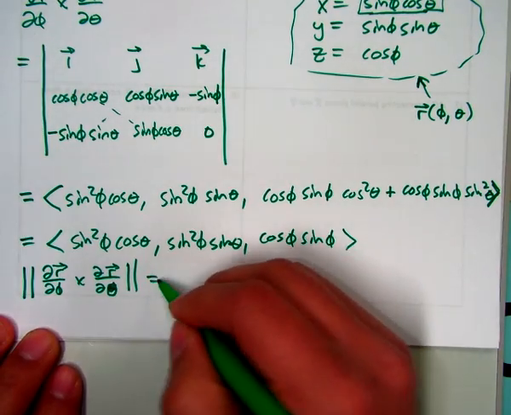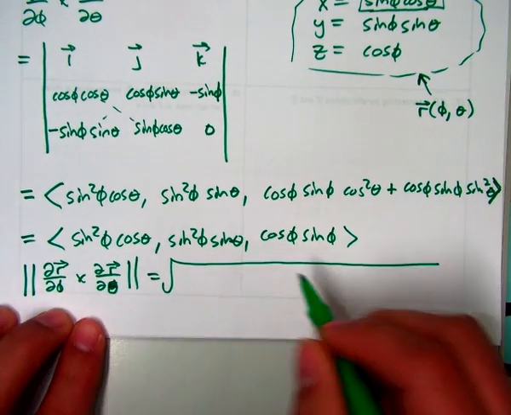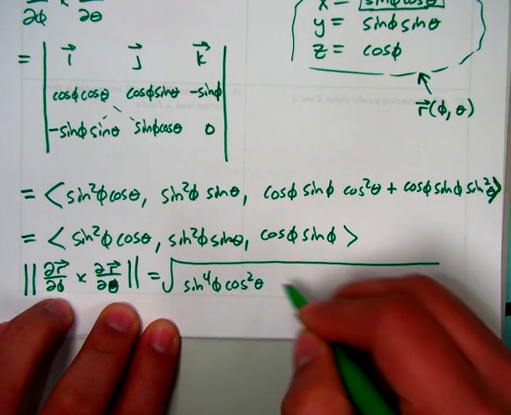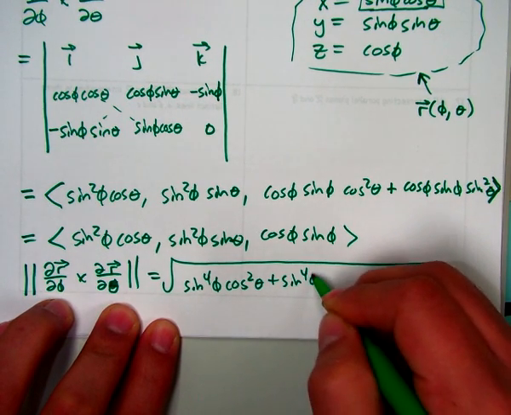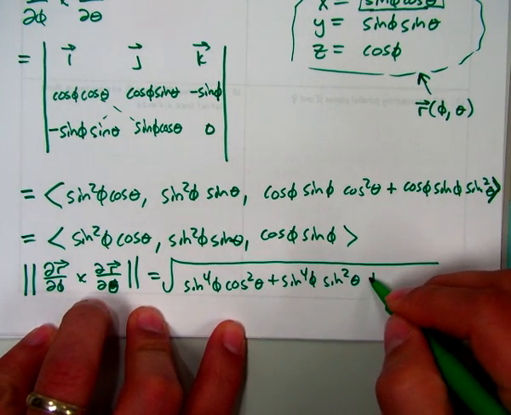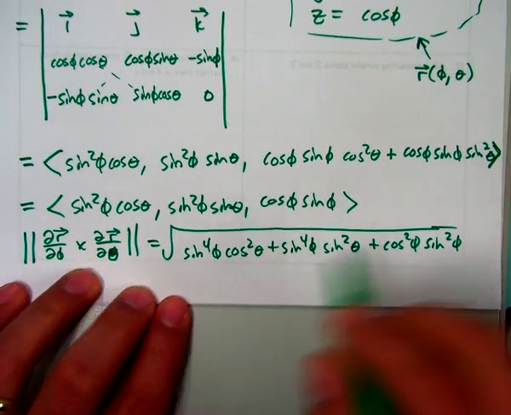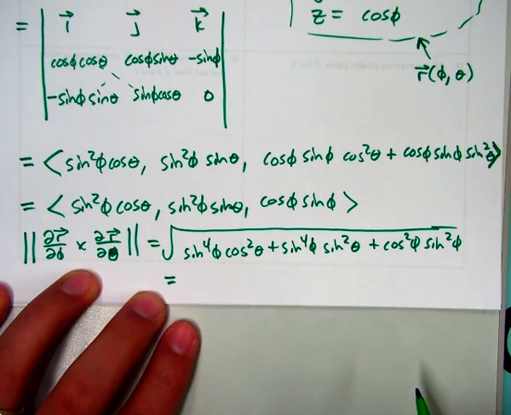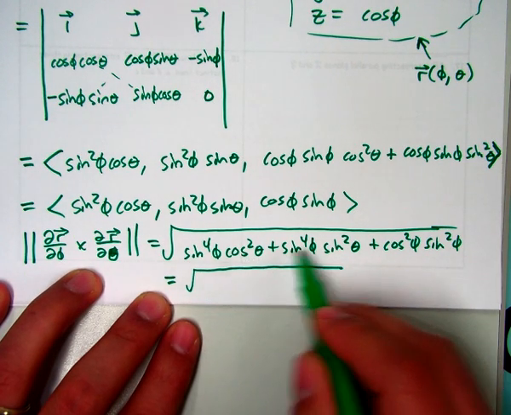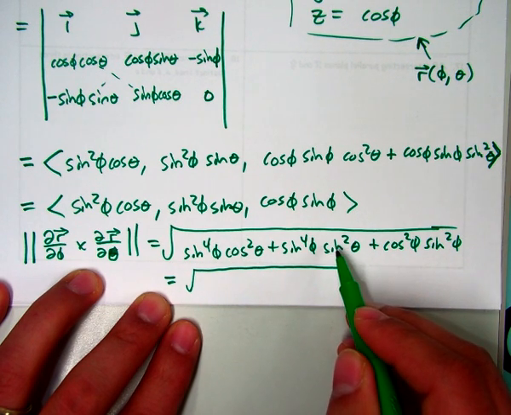So the magnitude would be the square root of the sum of the squares of all these components. So that's sine to the fourth phi cosine squared theta, plus sine to the fourth phi sine squared theta, plus cosine squared phi sine squared phi, which we can clean up. From these first two terms, I can factor out a sine to the fourth phi, leaving behind cosine squared theta plus sine squared theta, which is 1.